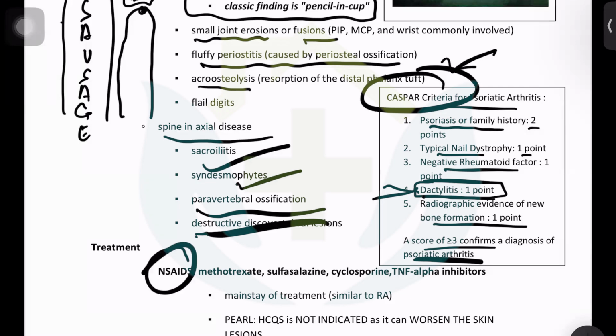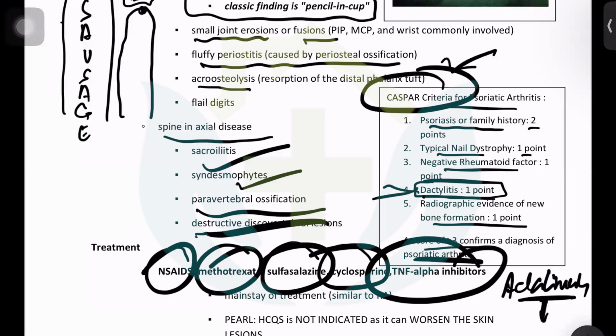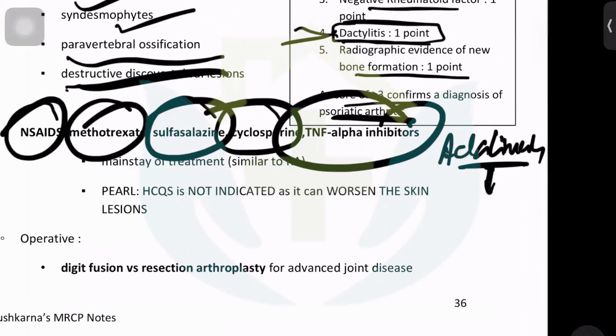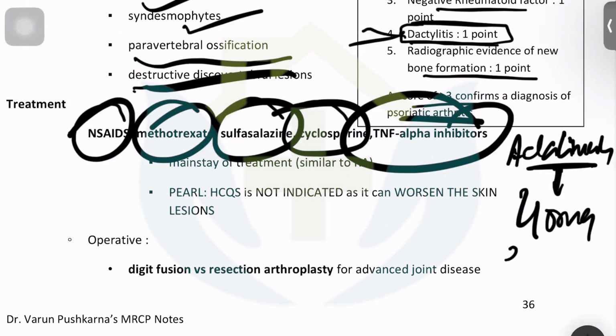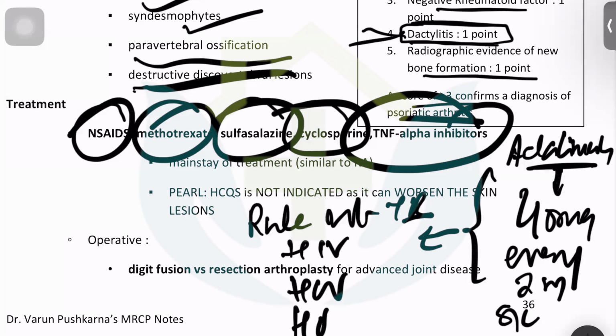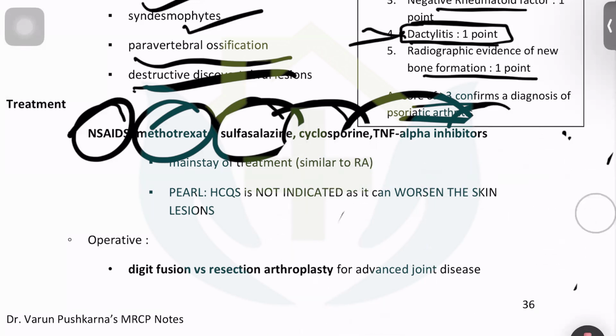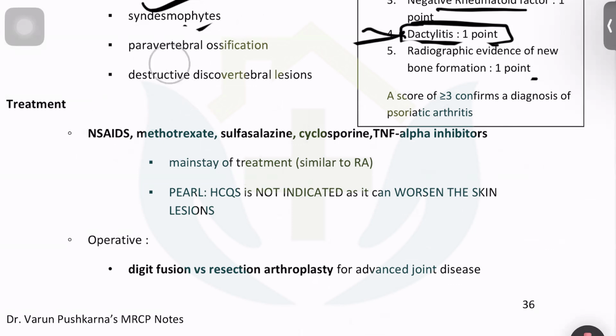Treatment: NSAIDs, methotrexate, sulfasalazine, cyclosporine, and the wonderful drug, adalimumab. Very good drug. Nowadays, it is so famous that MRCP is asking the dose. So the dose is 40 mcg every 2 weeks. Subcutaneously, like insulin, given at home. What is your workup? First of all, rule out tuberculosis, rule out HIV, rule out hepatitis C, rule out HBs antigen. Once you have ruled out these 4 major diseases, you can start the patient on adalimumab. Excellent drug, very good recovery, and the patient can go on to take it for years together. Every 2 weeks, 40 micrograms.